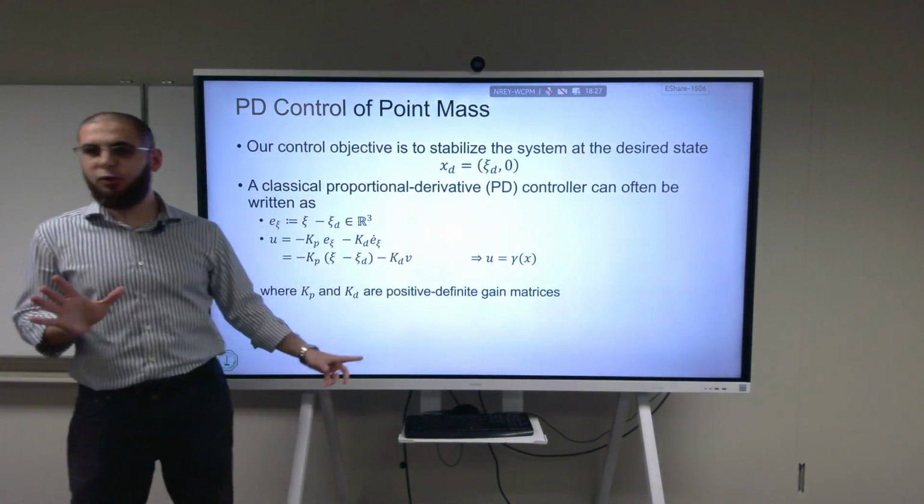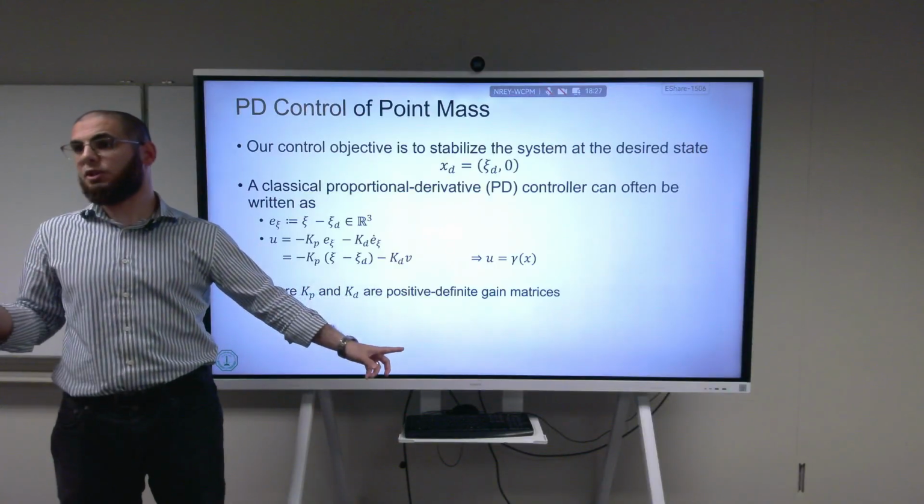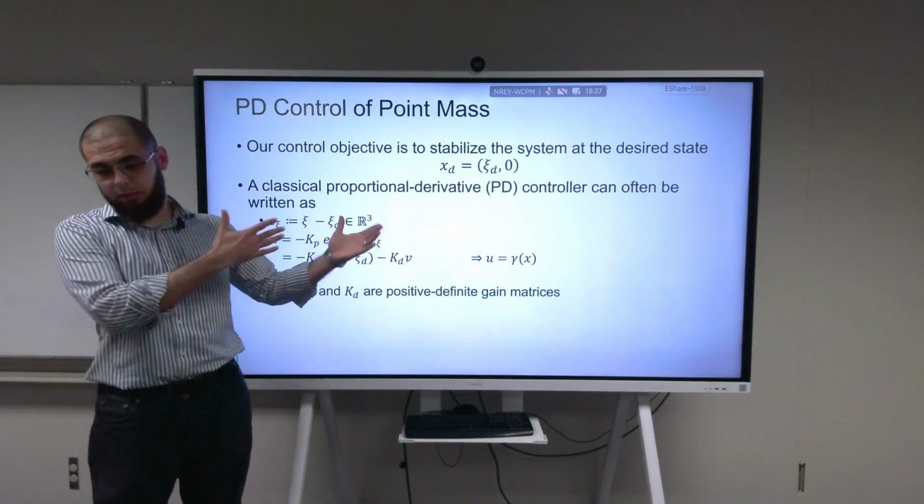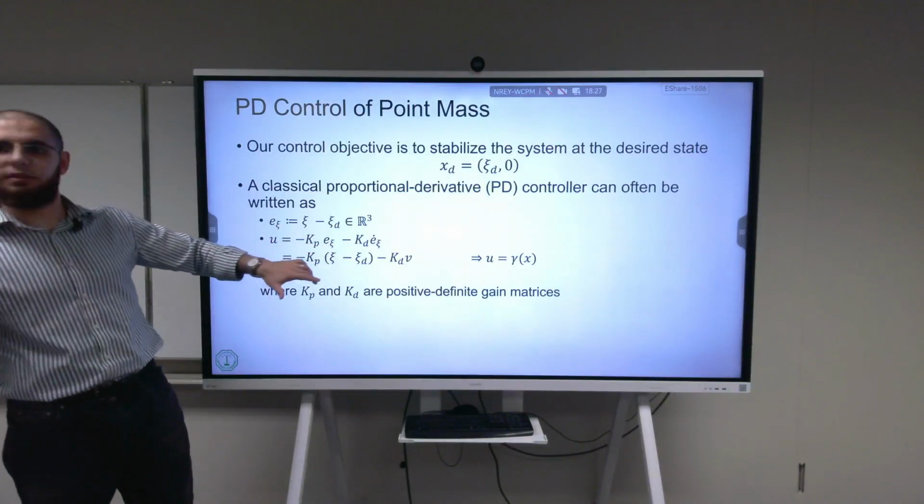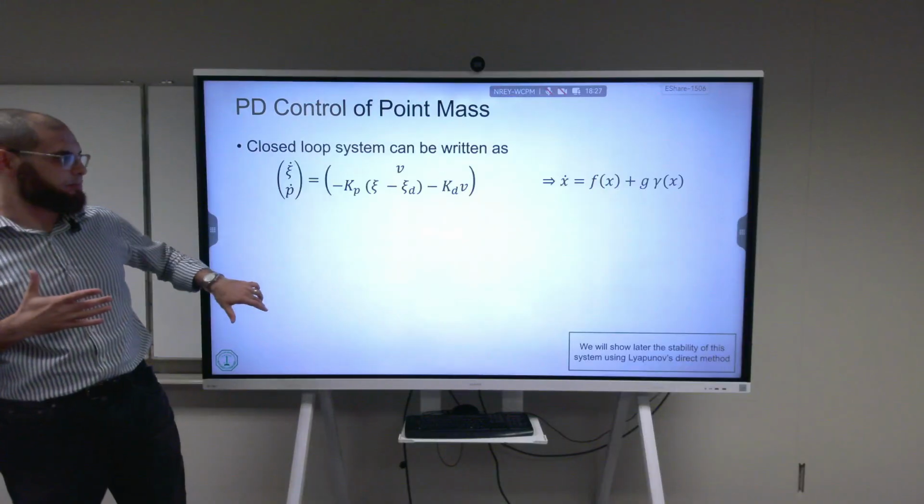Kp and kd have to be positive definite gains. They have to be positive gains. You cannot choose them negative definite. And we'll see why later. But it makes sense intuitively.